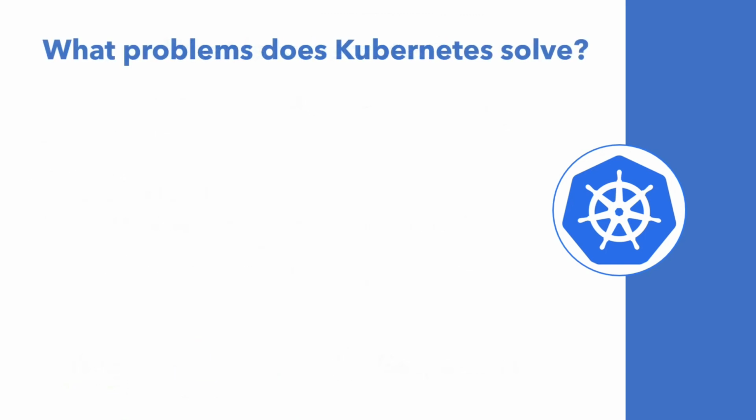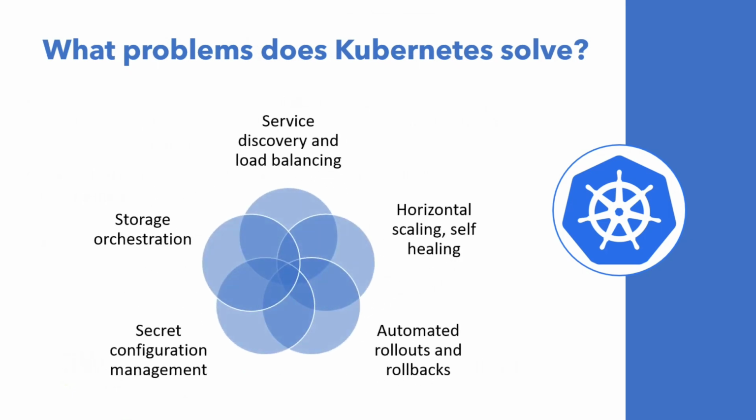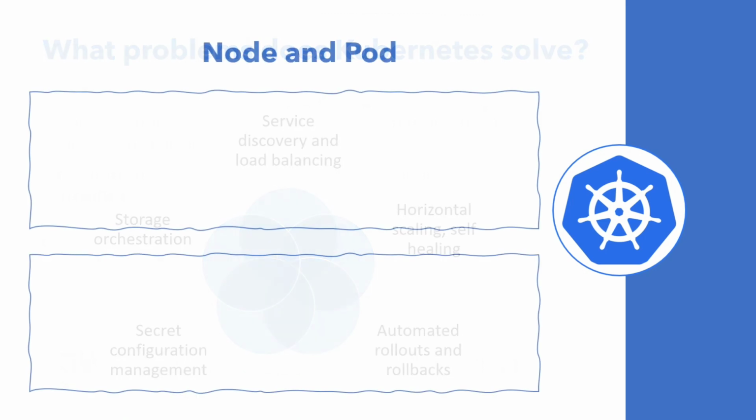You might ask, what problems does Kubernetes solve, right? Some of the features of Kubernetes which solve some problems are service discovery and load balancing, horizontal scaling and self-healing, automated rollouts and rollbacks, and secret configuration management, as well as storage orchestration. So let's talk about some of the important elements of Kubernetes, which are node and pod.